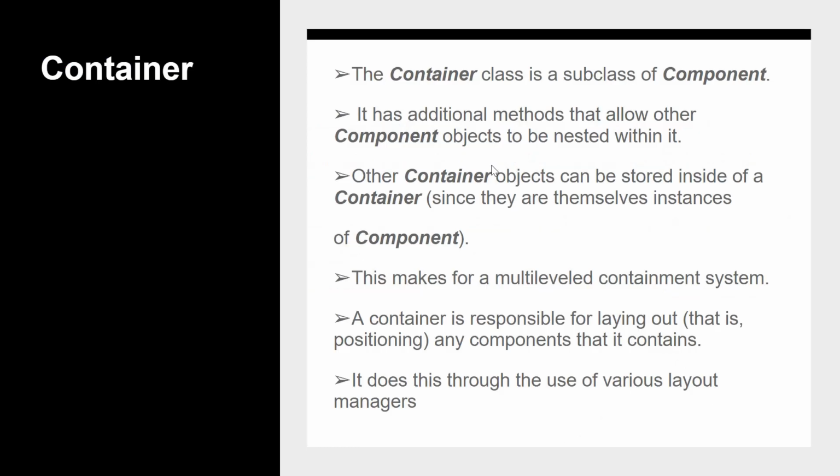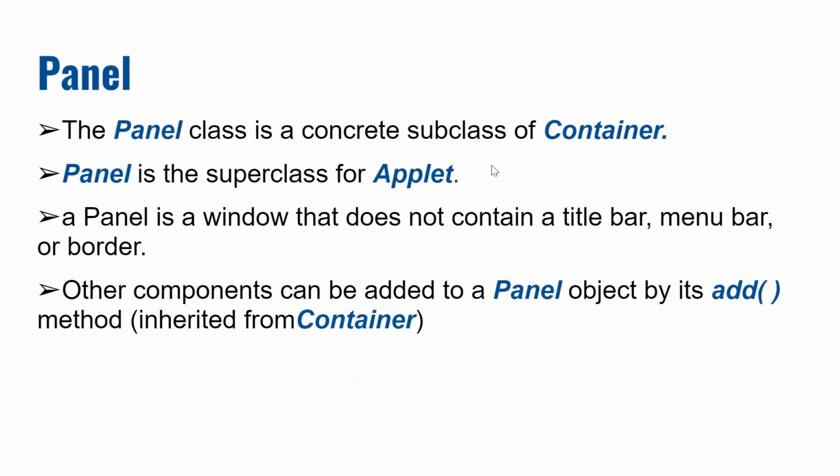Okay, now we know about containers. So the Container class is also a subclass of Component. It has additional methods that allow other Component objects to be nested within it. Other Container objects can be stored inside of a Container since they are themselves instances of Component. This makes for a multilevel containment system. A container is responsible for laying out any components that it contains. It does this through the use of various layout managers.